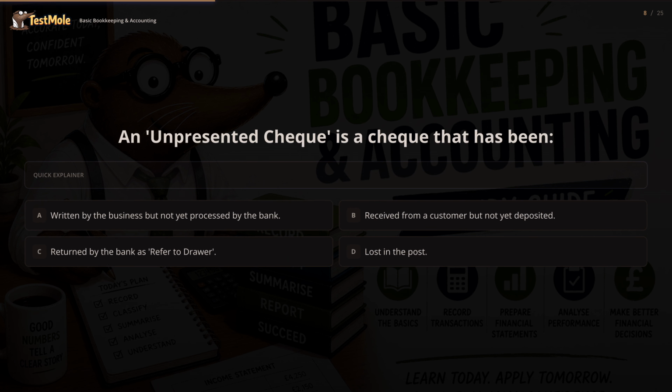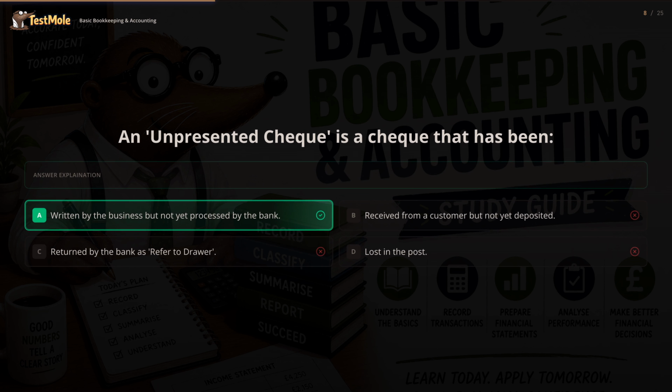Choose between A. Written by the business but not yet processed by the bank. B. Received from a customer but not yet deposited. C. Returned by the bank as refer to drawer. D. Lost in the post.